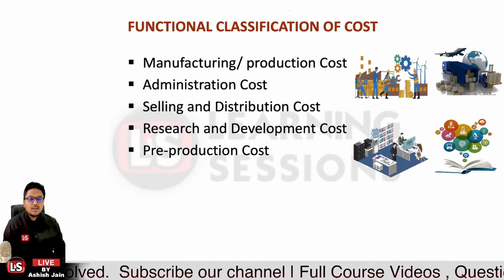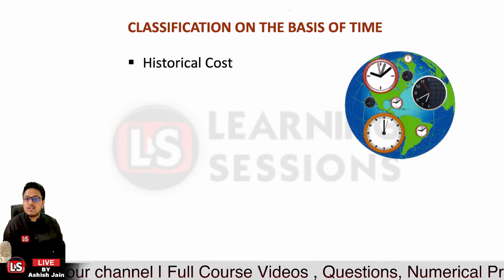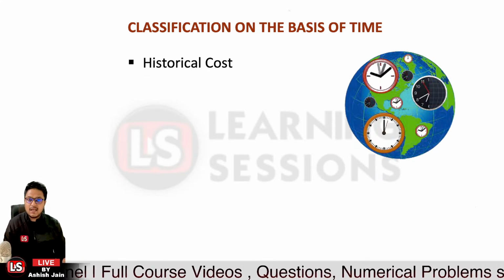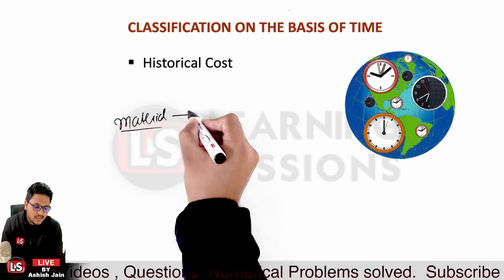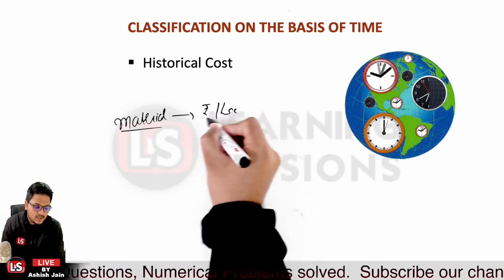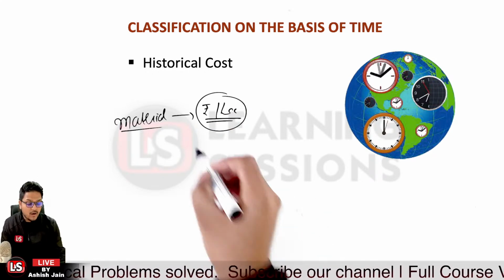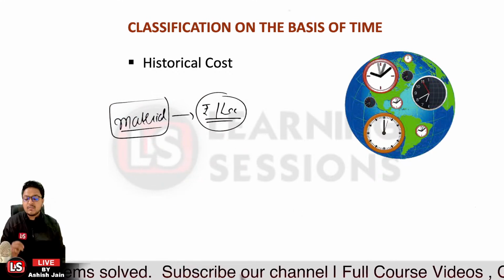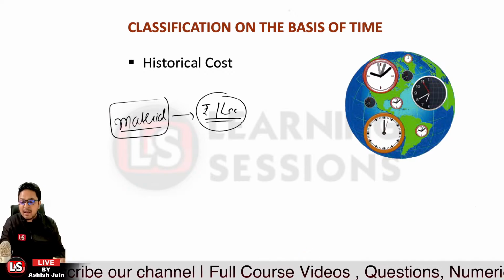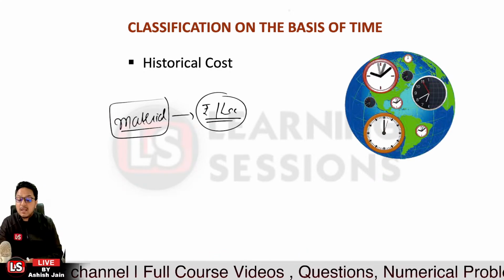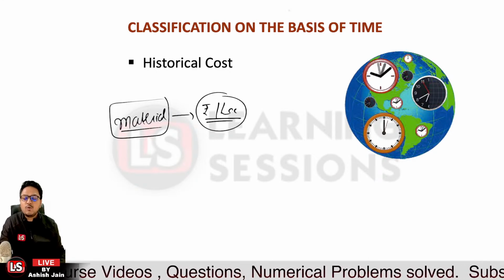Okay, the next one, it's related to the classification basis upon time. So first of all, it's related to the historical cost. What is historical cost? Let's say that we have already purchased raw material worth rupees 1 lakh. Now that material is already purchased. There is nothing new to do with it. You have already incurred the expenses on procuring the raw material. So that will be the historical cost, because it has already happened in the previous time frame. You cannot reduce it, you cannot manage it. That would be related to the historical cost.